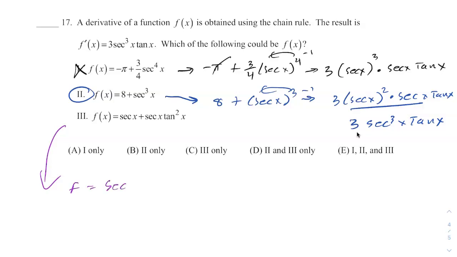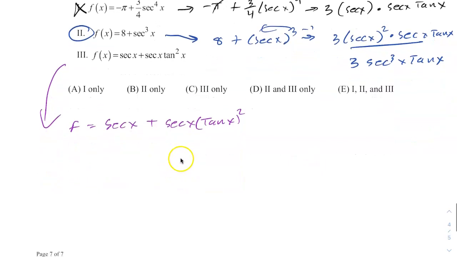So secant x plus secant x tan x squared. Now this one's more of a pain in the butt. So right here is fine. Derivative of secant is secant tangent. No problem. All good. Here's where it's a little bit of a problem. We got a product rule, just 2 separate x's, but inside that product rule, I have a chain rule right here.